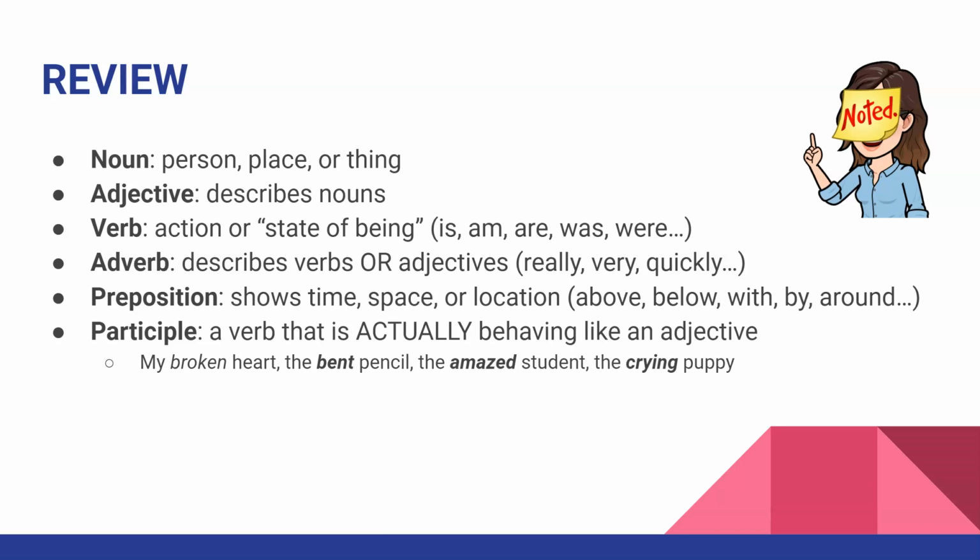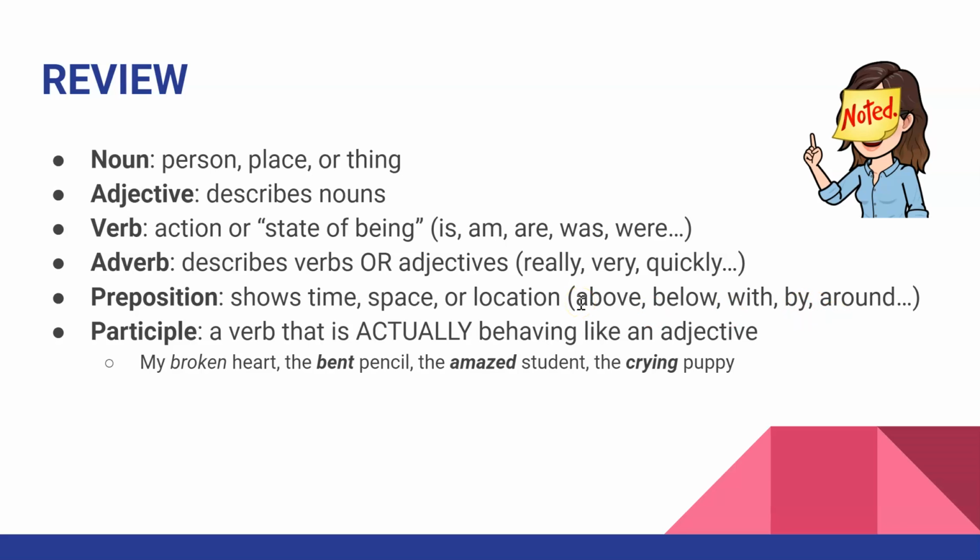We know what nouns are. Adjectives describe nouns. Verbs can be action verbs or state of being verbs like is, am, are, was, were, etc. Adverbs describe verbs or adjectives. They can but don't have to end in ly. Prepositions are time, space, or location words like above, below, with, by, around, etc.